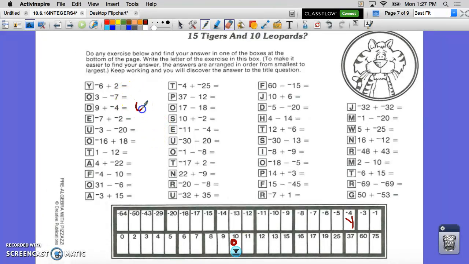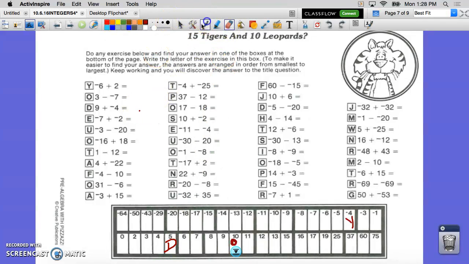9 minus 4 is 6. Okay, so 9 minus 4, 1, 2, 3, 4, 5. It's not 6, it's 5. How many people were just laughing at me right about there? Okay, so now, the 9 is a higher digit than the 4, so I'll keep it as a positive 5. My answer here is a positive 5, which is down here. I will place the letter D.